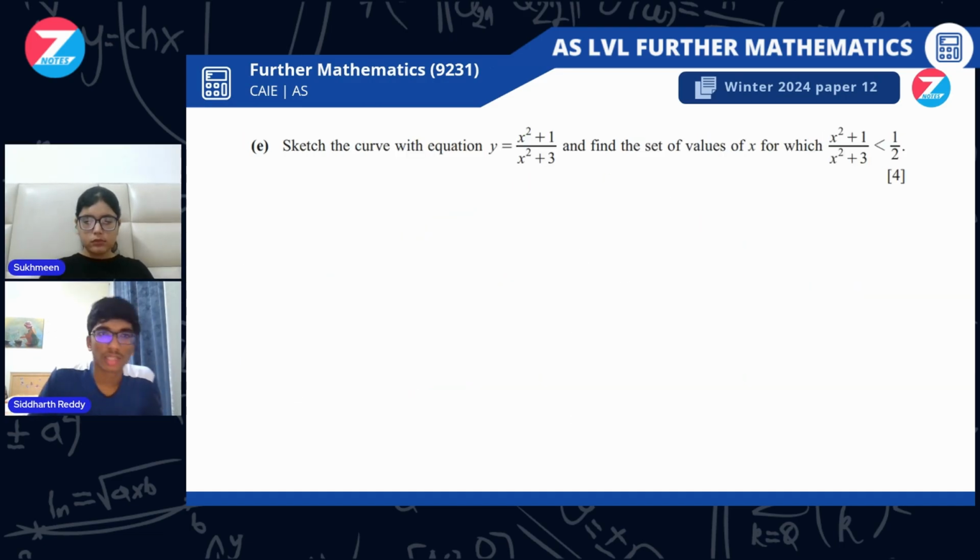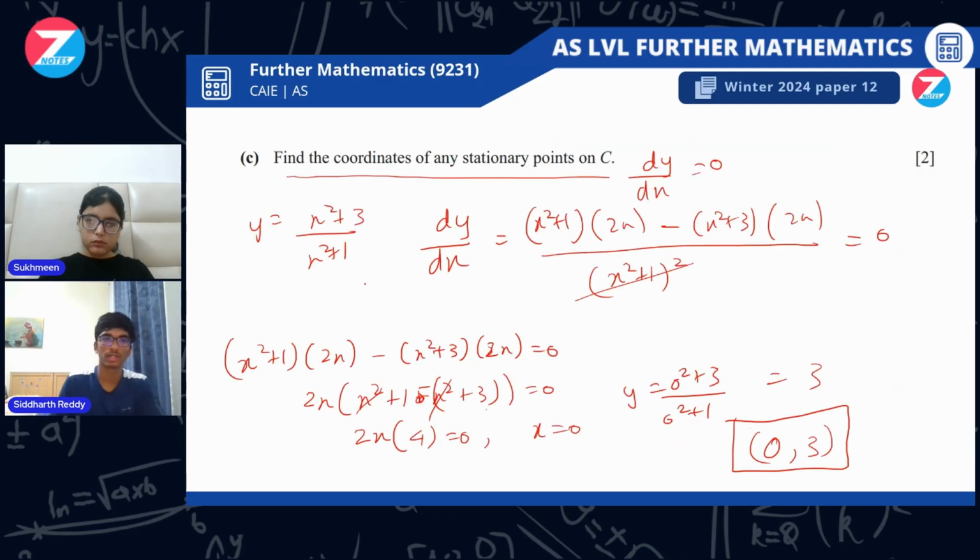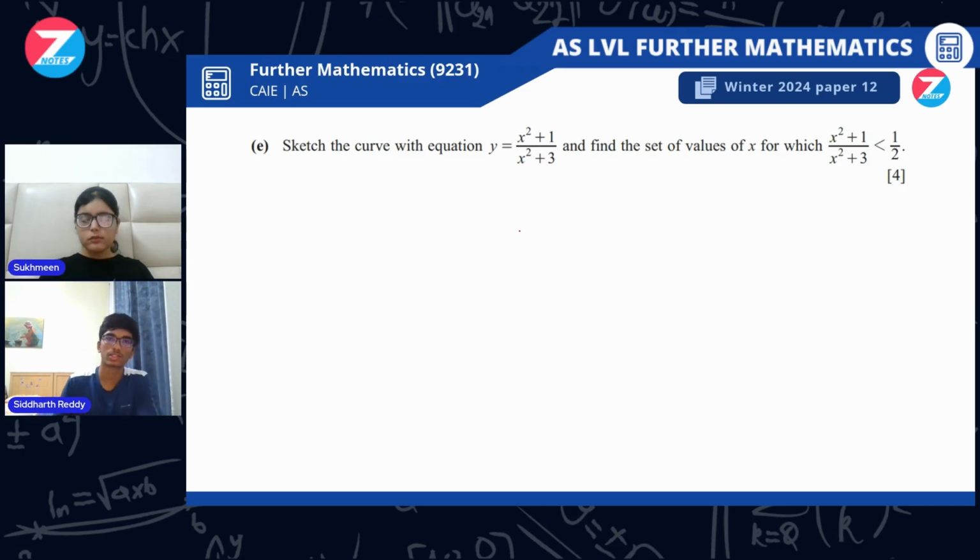Okay, sketch the curve with equation y is equal to x square plus 1 by x square plus 3. So this is actually the reverse. The function they gave initially was x square plus 3 by x square plus 1. This is x square plus 1 by x square plus 3. So it's 1 by f of x, the reciprocal. So we have to draw this one also.